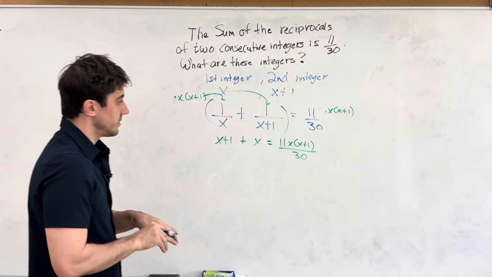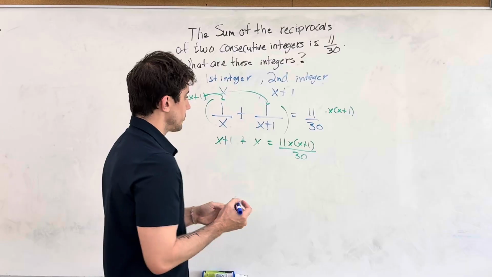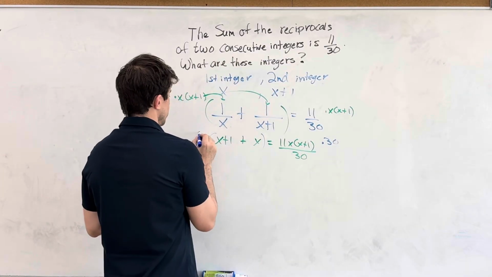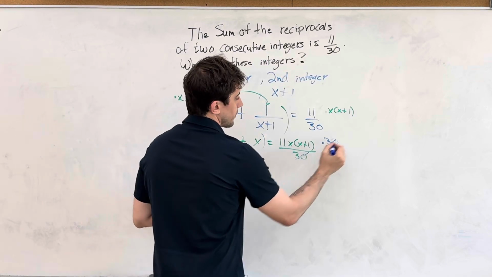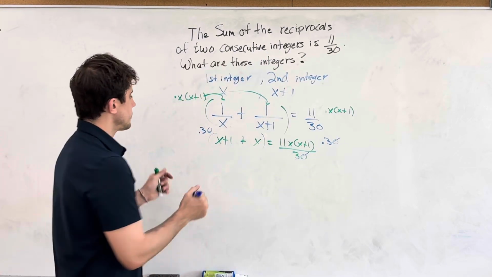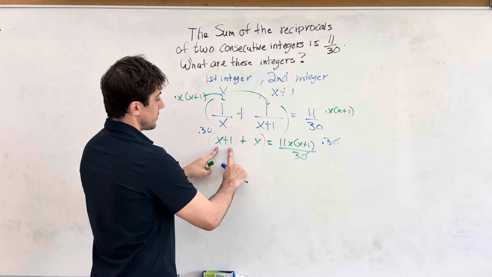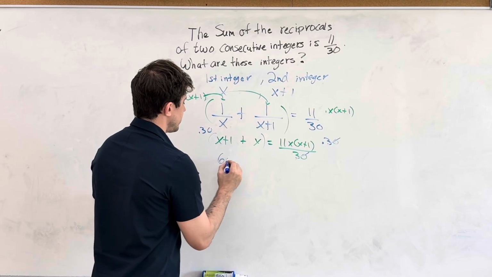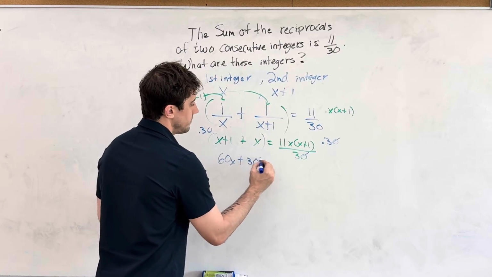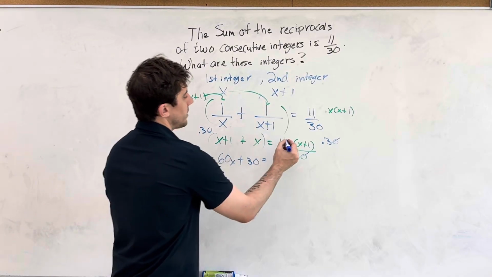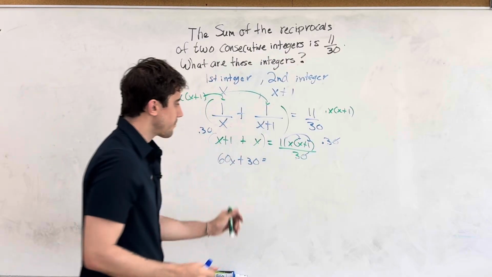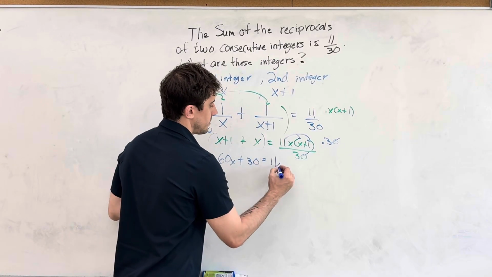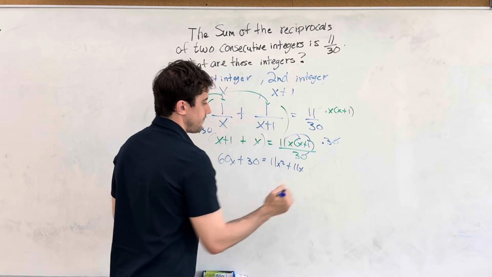Now, we probably don't want to deal with a denominator here, so let's multiply both sides by 30. So the 30s on the right-hand side cancel out. So here, this is going to be 2x plus 1, right? 2x plus 1 times 30 means we get 60x plus 30. And that's going to be equal to, now we can multiply through these brackets, right? So that'll be 11x squared plus 11x.